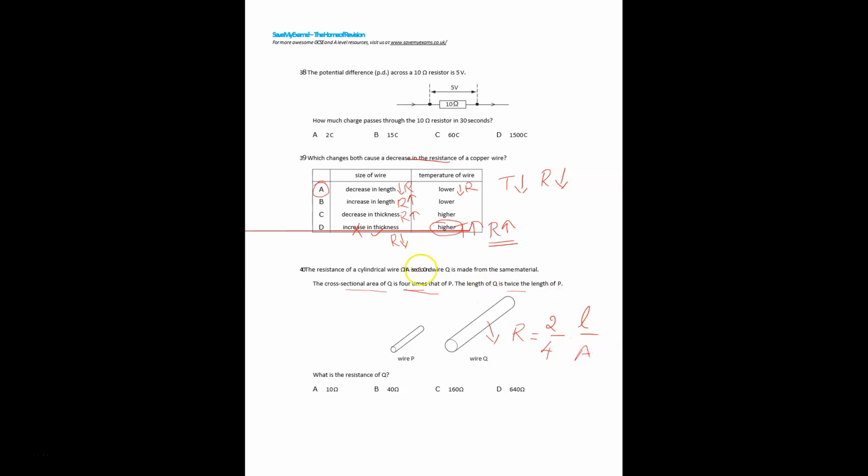Whatever value is given, for example, if it is 400 ohms, then it will be 2 divided by 4 multiplied by 400. So you cancel it, and your answer will be 200 ohms. I just gave you an idea how to solve the question.